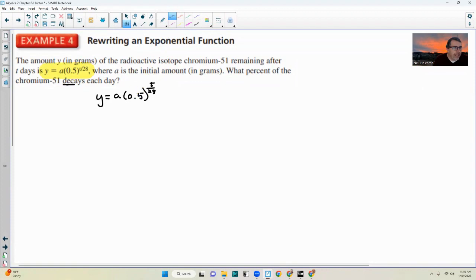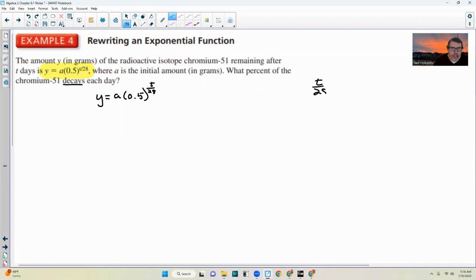So this is decay. It's less than 1, greater than 0. So the question is what percent of the chromium-51 decays each day. So t is in days, and we want to know what this is daily. All right, so the first thing we're going to do is rearrange this.